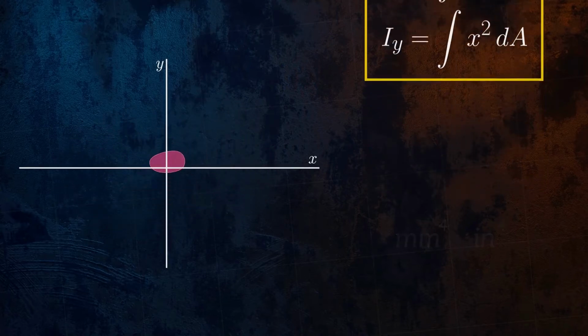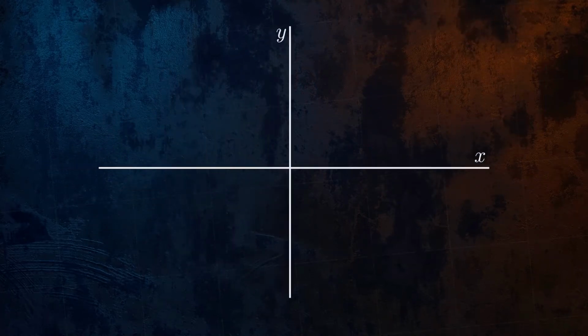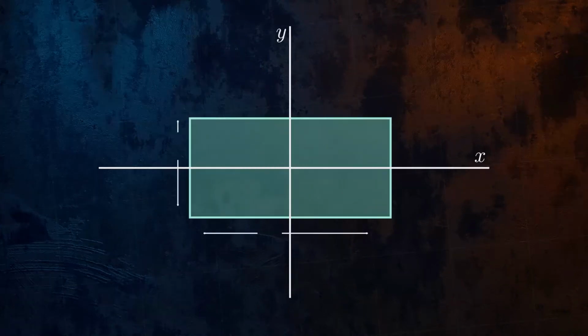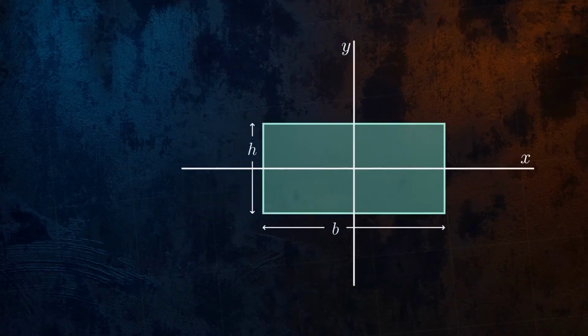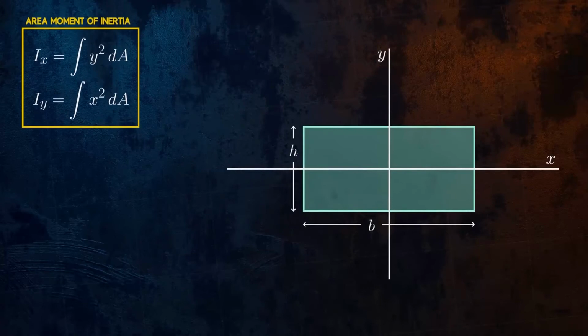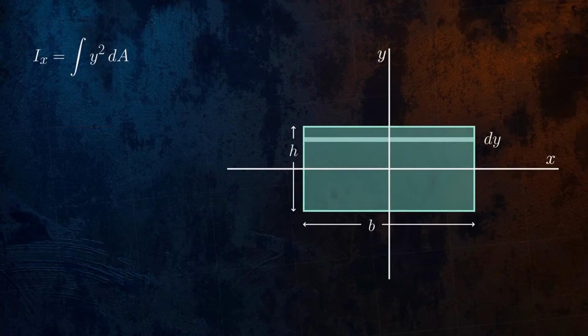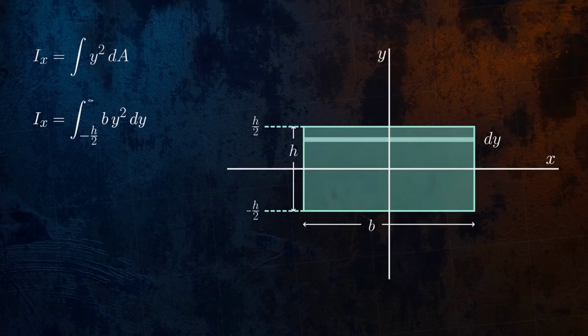Let's walk through an example where we calculate Ix and Iy values for a rectangular cross-section using those equations. We can consider that the rectangle is made up of multiple thin strips which each have a height equal to dy. Each strip has an area equal to b times dy, which gives us the following integral. The limits of the integral are from the bottom to the top of the rectangle, so from negative h over 2 to h over 2.